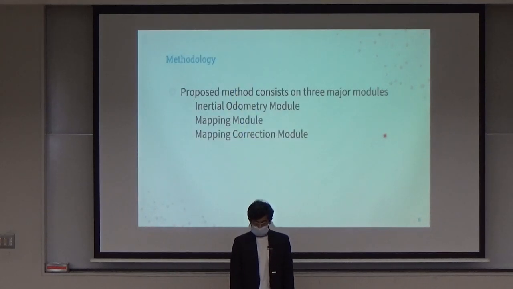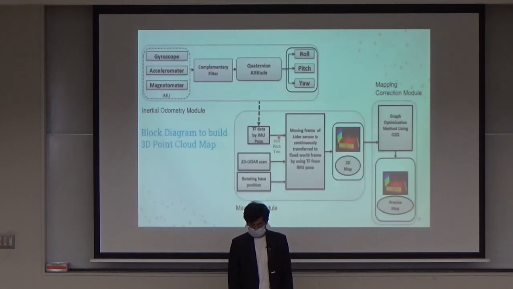Methods. Our method consists of 3 major modules. One is the inertial odometry module, which is used to calculate the rotation and the displacement of the sensor. Then the mapping module, which is used to build the map, and the mapping correction module, which is used to minimize the effect of noise on the map and to get a more precise map. This is the overall block diagram of our method.